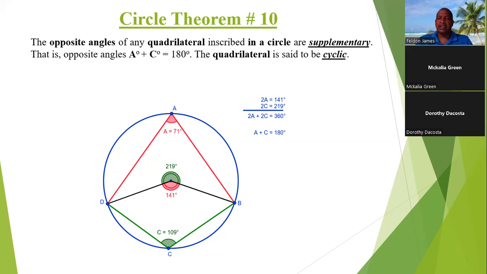All right, what is a quadrilateral, guys? What's a cyclic? A four-sided figure, sir. Four-sided figure? Now, a quadrilateral that is inscribed in a circle would be which of these shapes?